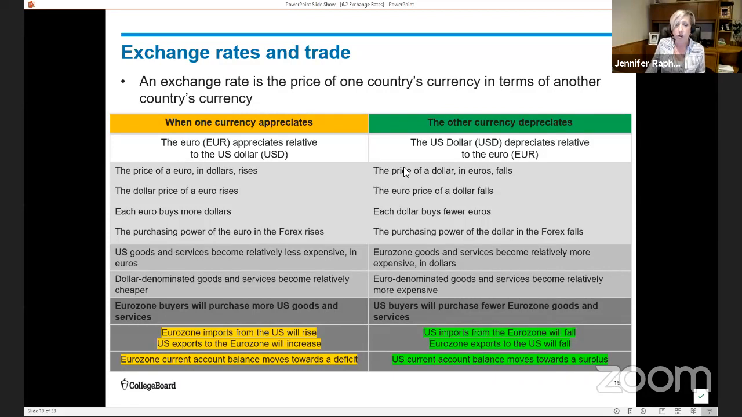All right. So I would say if you can, see if you can walk through all these different ways to write or express the idea of the euro appreciating relative to the dollar, and then connect it to what happens to the purchasing power of consumers and what happens to imports and exports, and then what happens to the current account balance. That's the way you put exchange rates and trade together.